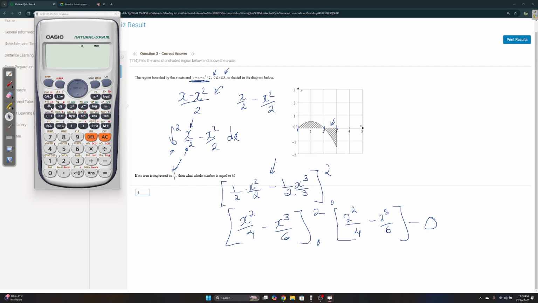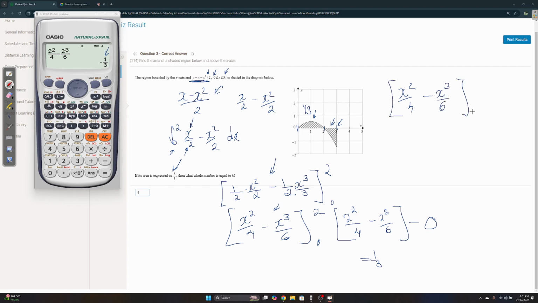Let's do this on a calculator. 2 squared over 4 minus 2 cubed over 6. You're going to get minus 1 over 3. Remember, if it's a negative value, you make it positive. So we're going to get 1 over 3 for the first part. Now we need to find this upside down part. So we're going to integrate with bounds 2 and 3. Same integral. I'm not going to integrate again since we already found it as x squared over 4 minus x cubed over 6. So now I'm just going to reuse it.